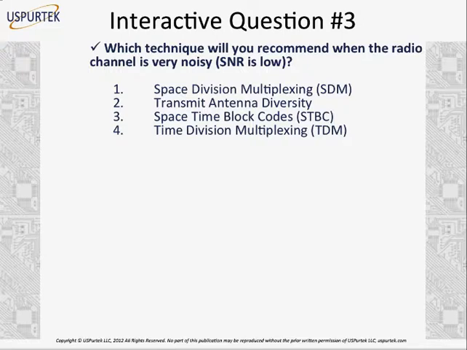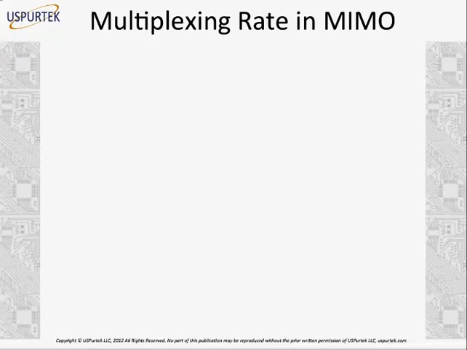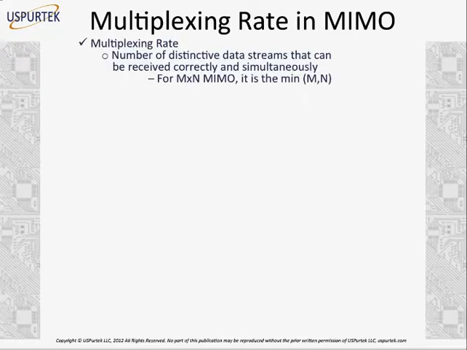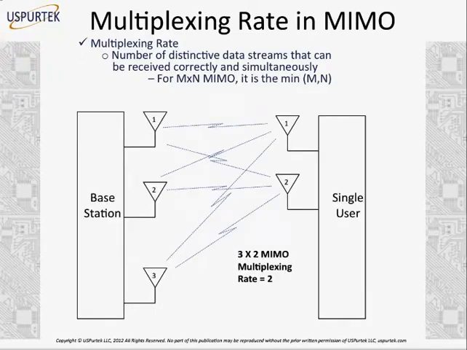Okay, so let's move on to the next slide. Now, there are a few terms we need to understand which are important for practical application of MIMO. One is the multiplexing rate. In MIMO, multiplexing rate is defined as the number of distinctive data streams that can be received correctly and simultaneously.